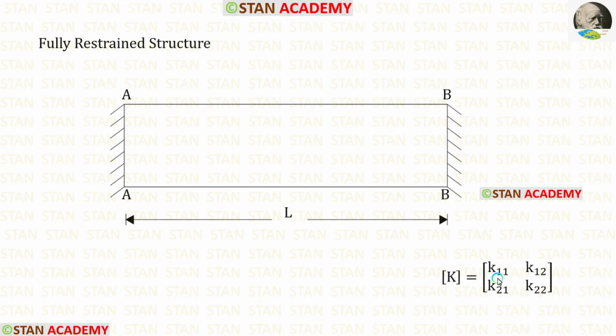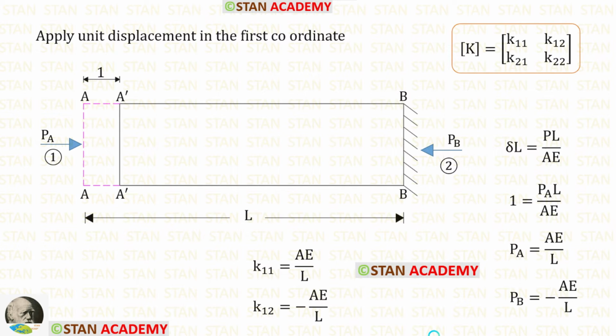In the stiffness matrix, now let us find the first row. For that, in the first coordinate, we have to apply unit change in length. Our first coordinate is in the end AA. So in the coordinate direction, we have to apply unit displacement in AA. You can see that in the first coordinate, I have applied the unit change in length. In the matrix, to find K11, we have to find the load which causes this unit change in length.